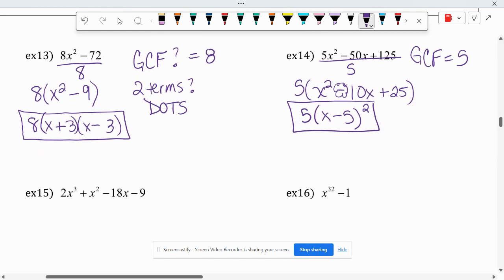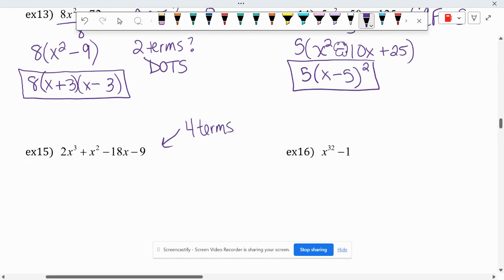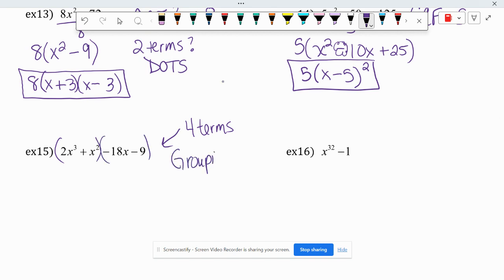What about this next one? How many terms? 4 terms. Okay, so, grouping, I heard someone say. Polly, was that you? Good job. Okay, so what can I take out of the first grouping? Just an x squared. Yeah, what can I take out of the second grouping? A negative 9. Good job.